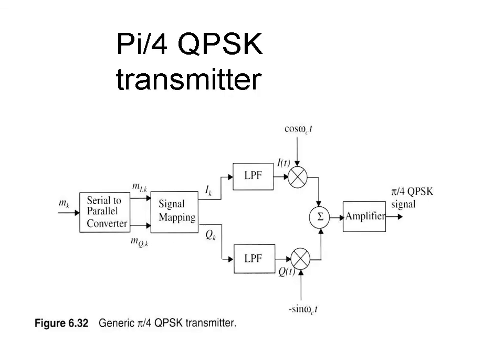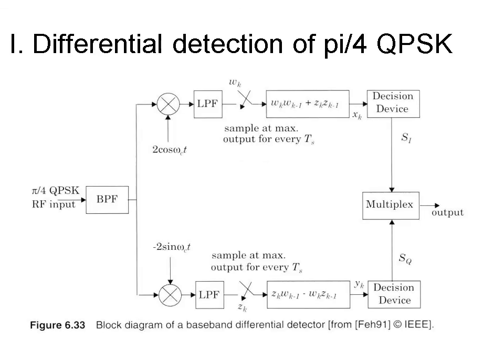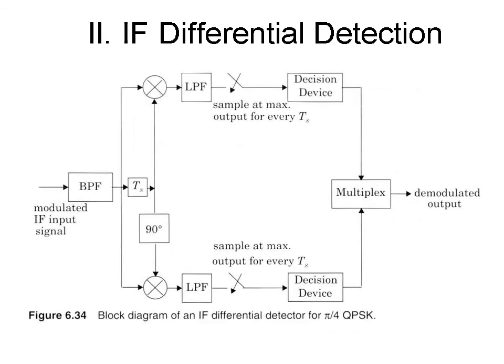So this is the pi by 4 QPSK transmitter diagram using signal mapping, low pass filter and amplifier. This is the differential detection of pi by 4 QPSK. Here in the receiver you will be using the sampling technique and decision device with the multiplexer. The next, IF differential detection. So here you will be using the sampling technique as well as the decision device with the multiplexer.